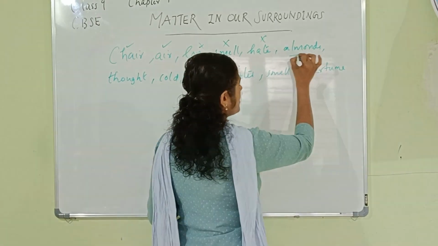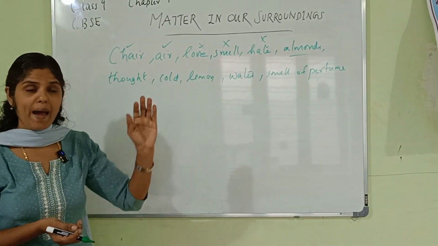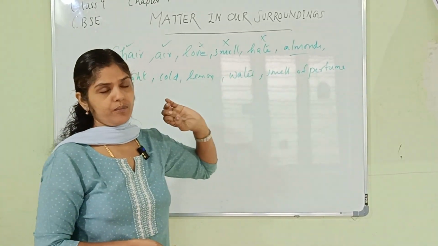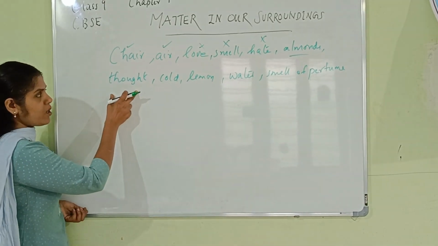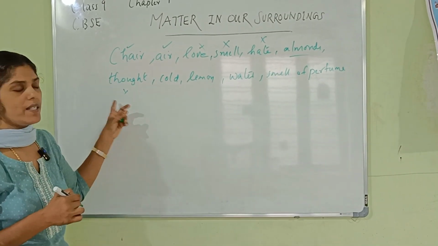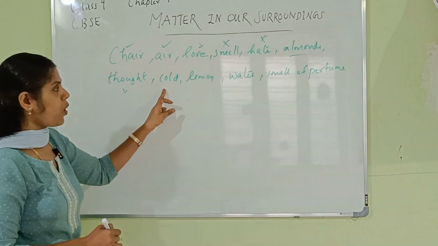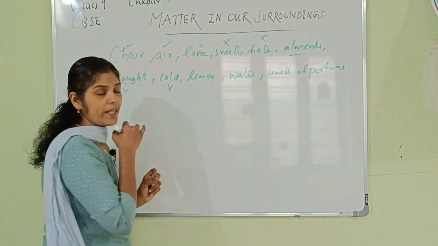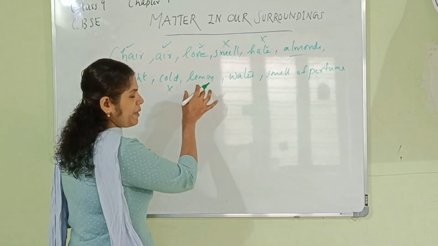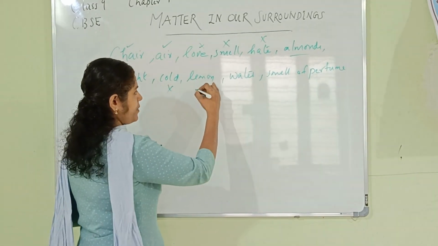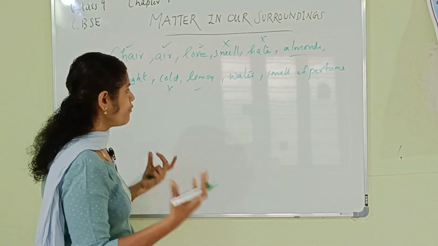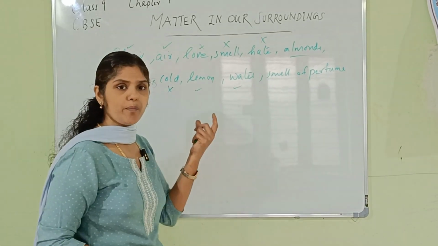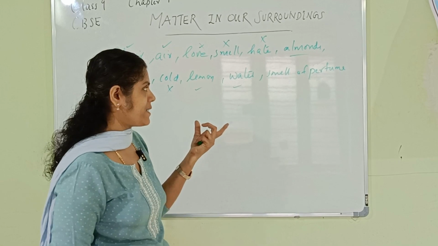Then almonds. That is a matter. Then thought. That is also a feeling, so here also it cannot be considered as matter. Then cold. Cold is also a feeling, so it is also not considered as matter. Then lemon. Lemon, as you know, is a matter. It's made up of particles, in solid form. Then water. It's also an example of matter.